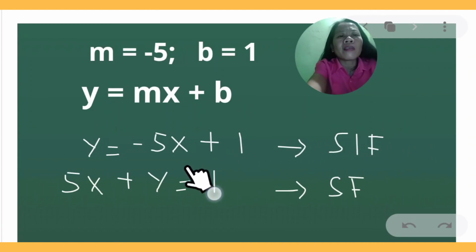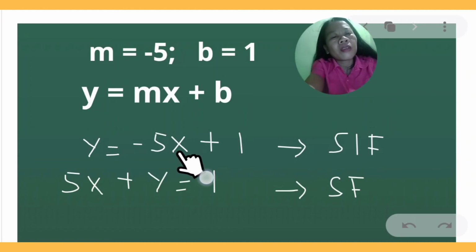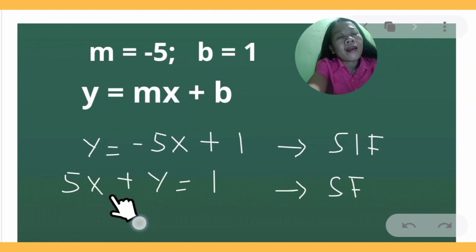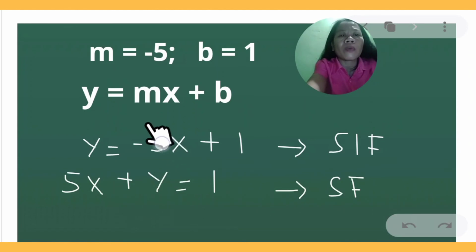To make this standard form, we are going to transfer -5x to the other side, or add 5x to both sides of the equation. So we have this one, 5x plus y, that is equal to 1. This is already in standard form.